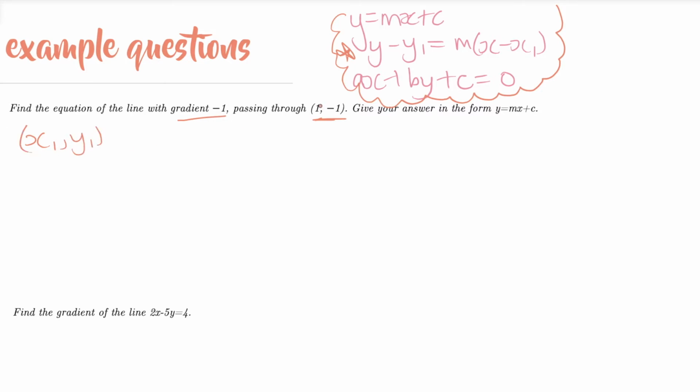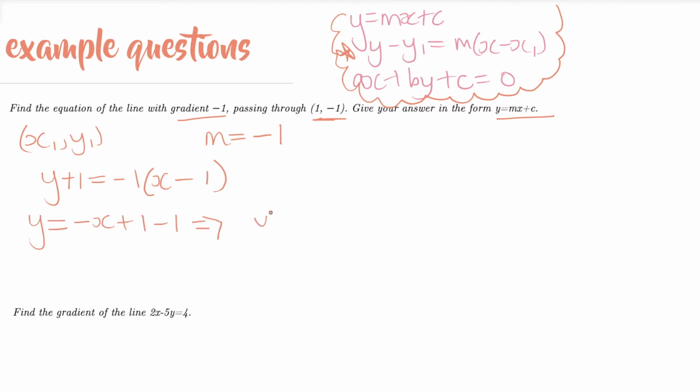So our x1 and y1 are 1 and minus 1. And we've also been given the gradient here, straight out of the question, m equals minus 1. So let's plug all those values into our equation. y minus y1, here that's minus 1, so minus minus 1 is plus 1, equals m, minus 1, times x minus x1, 1. But we're being asked to give it in this form, y equals mx plus c, so we need to rearrange it so that y is on one side and everything else is on the other.